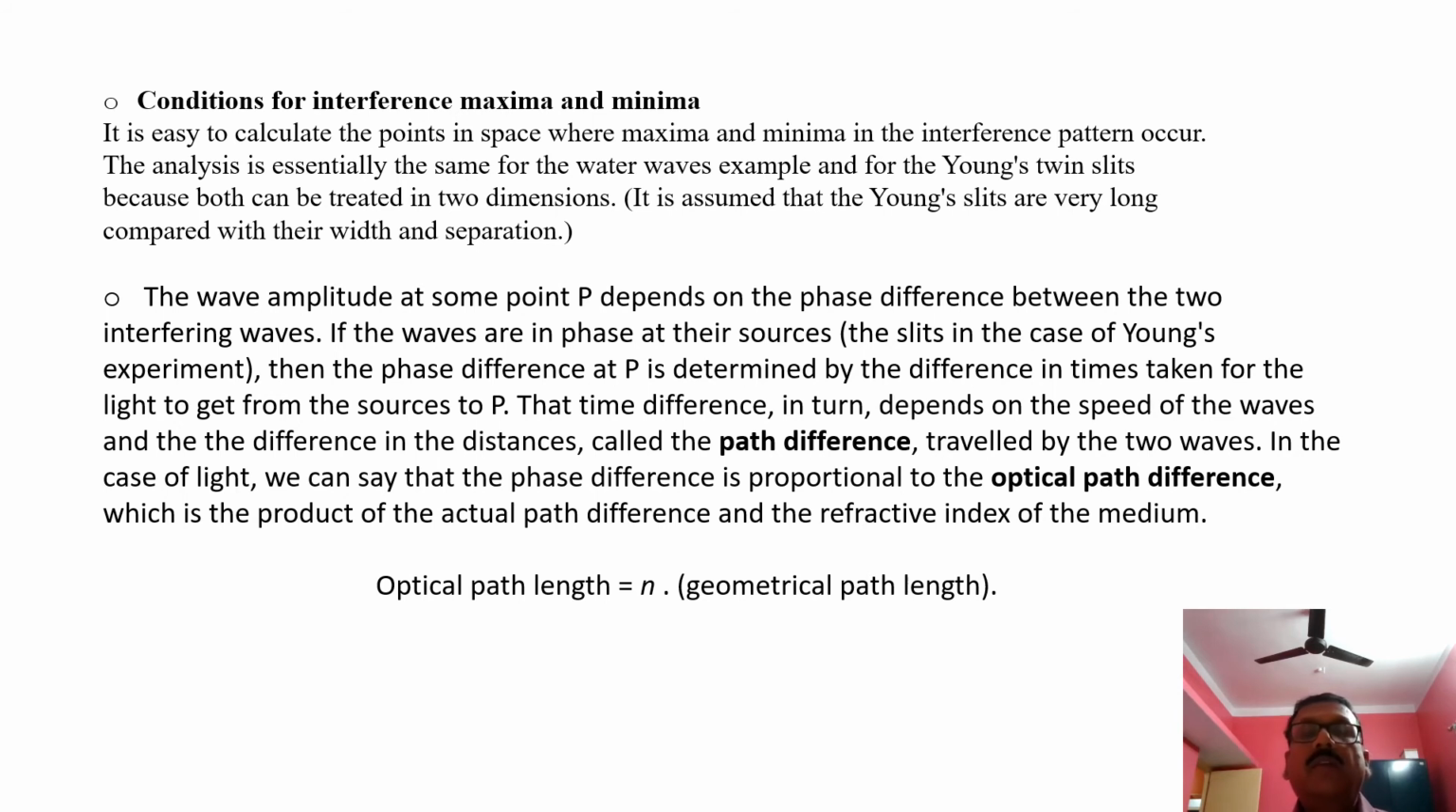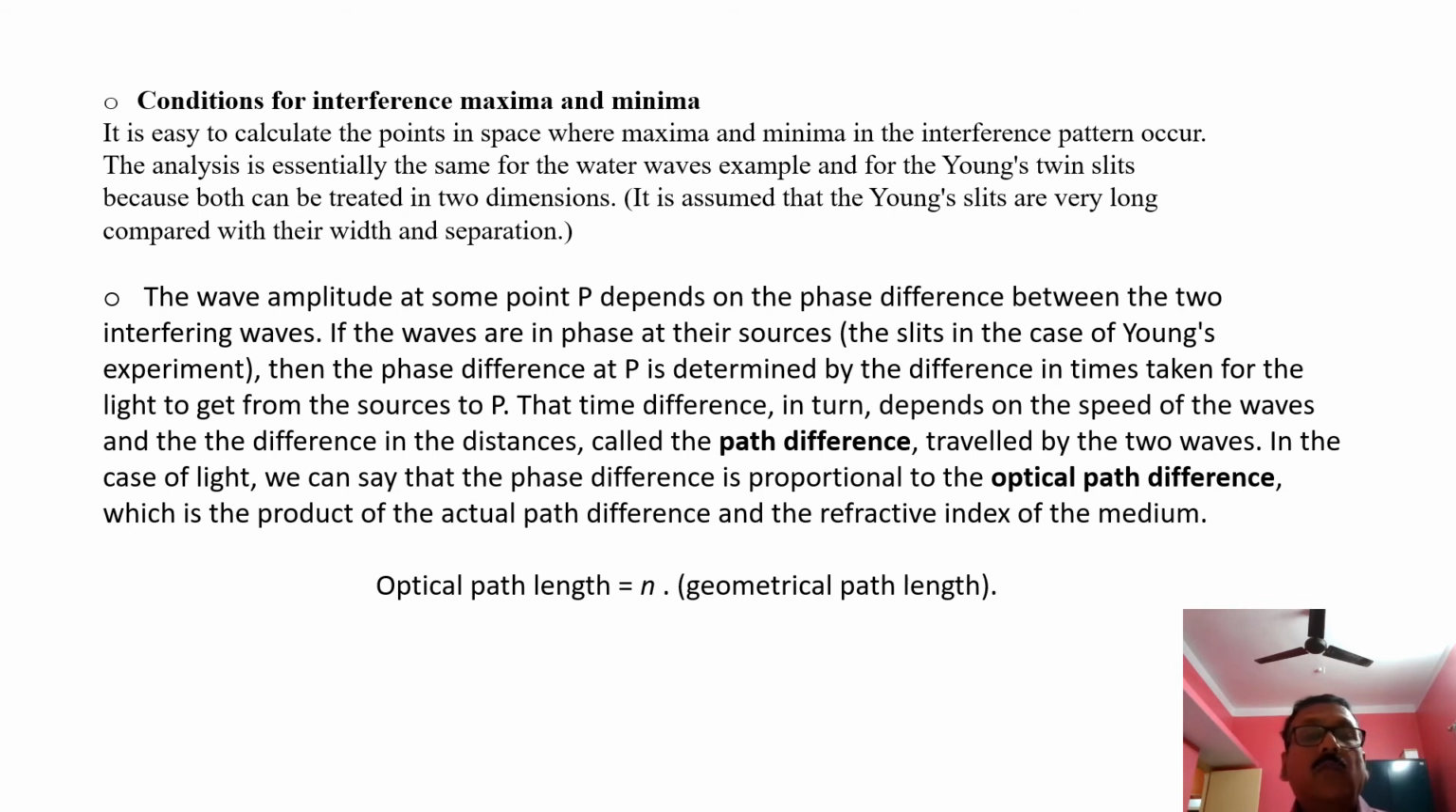If the waves are in phase at their sources, then the phase difference at P is determined by the difference in time taken for the light to get from the source to P. That time difference in turn depends on the speed of the waves and the difference in distances, called the path difference, traveled by the two waves.